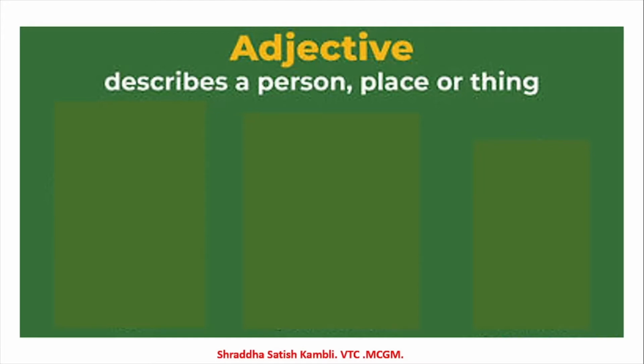Now, we all learnt in the previous lesson that when we talk about a person, a place or a thing, then which part of speech is that? That is a noun. Okay, so that means adjectives, in a way, describe a noun. They tell you more about a noun. So let us see some examples here.